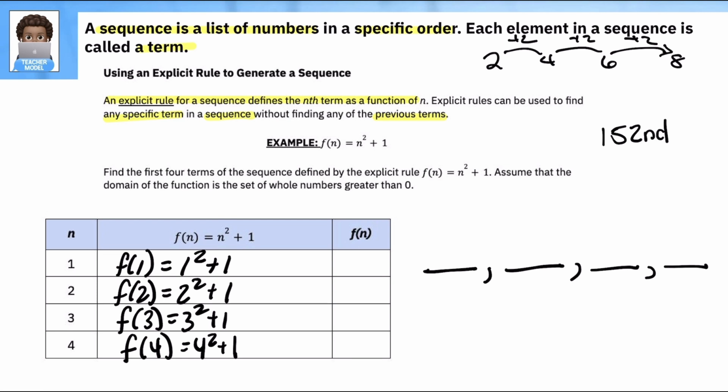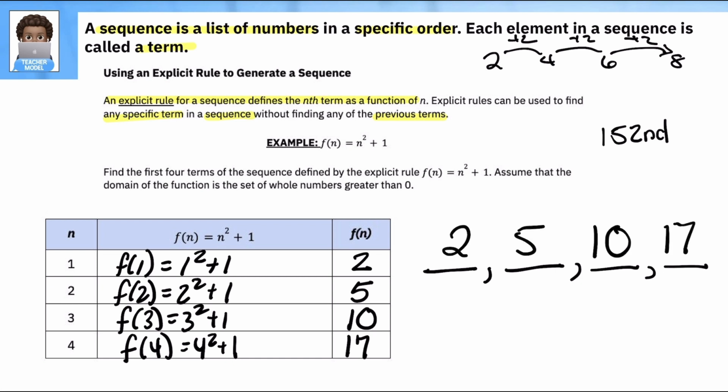And now that I have those numbers, all I could do is substitute and now evaluate to find f(n). So when n is 1, f(n) would be equal to 2. When n is 2, f(n) would be equal to 5. When n is 3, f(n) is equal to 10. And when n is 4, f(n) is equal to 17. So this would represent the first 4 numbers in my sequence. Hit pause and jot this down into your notes.